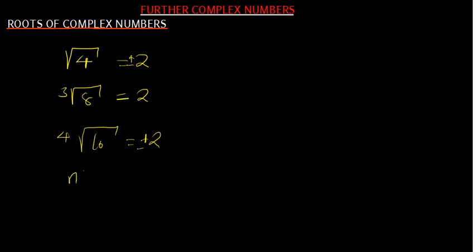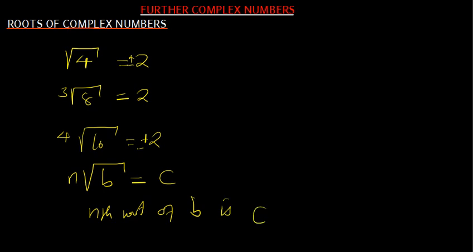Now, let's say we have the nth root of b, which maybe gives us c. So you can also just write this as the nth root of b is c. What this means is if the nth root of b gives you c, then if you raise this c to the power n, you should be able to find b. Just like here, if the fourth root of 16 gives you 2, that means 2 to the power 4 is supposed to give you 16.